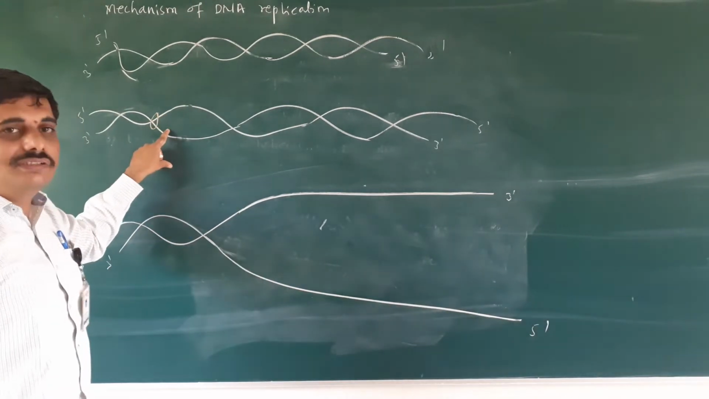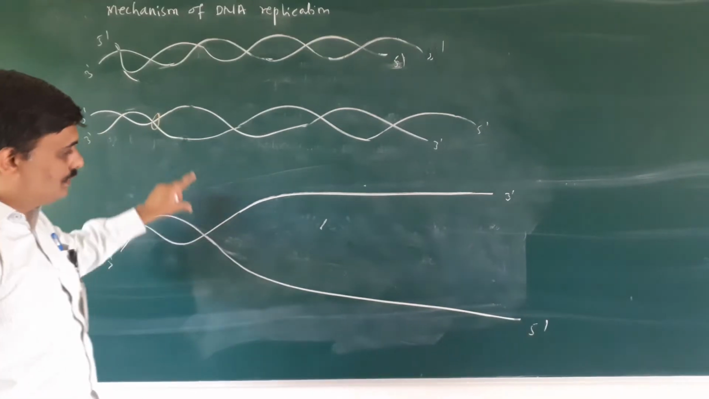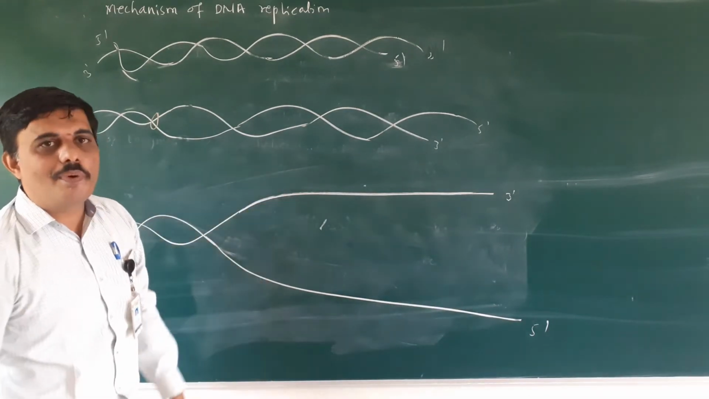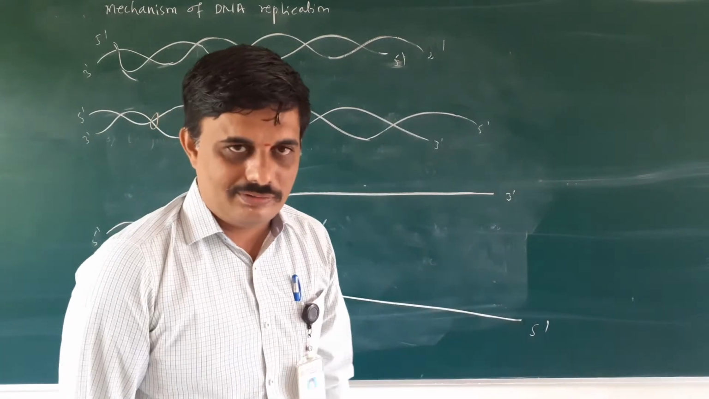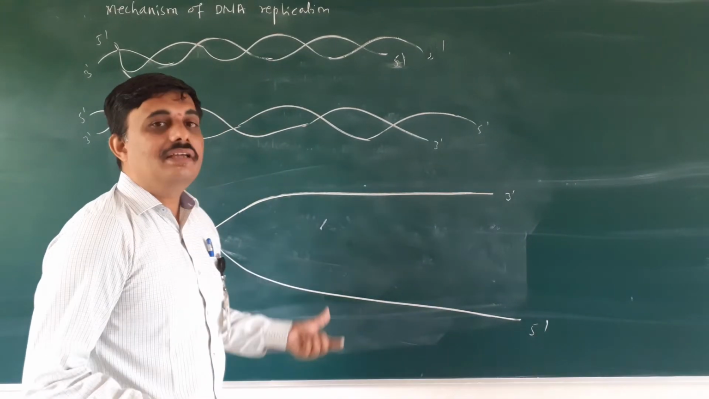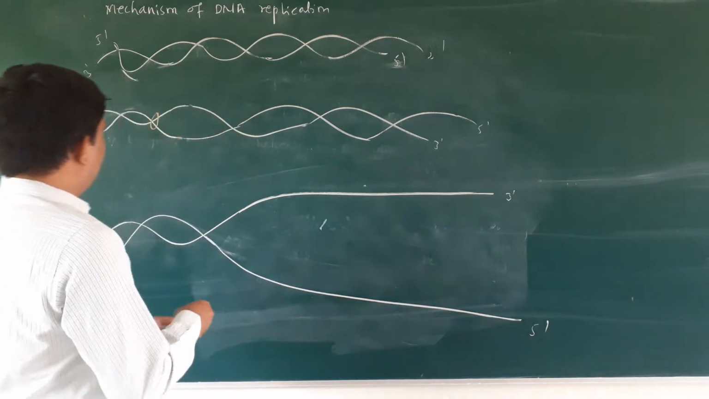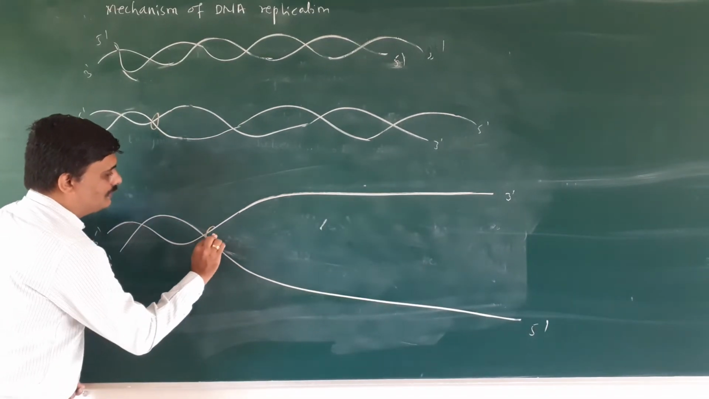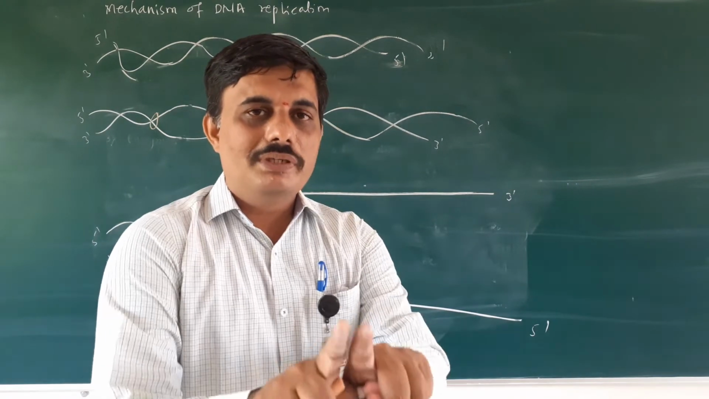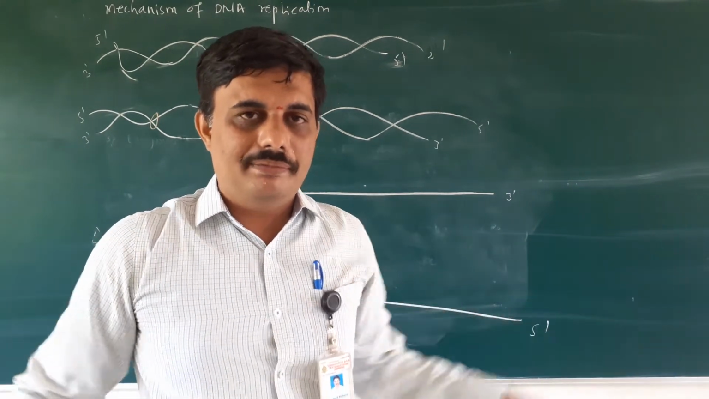So this is the origin site. When the origin site is opened up, it forms the Y-shaped fork. This is the stage where the DNA duplication takes place. DNA helicase is the enzyme which opens up the 2 strands of DNA.